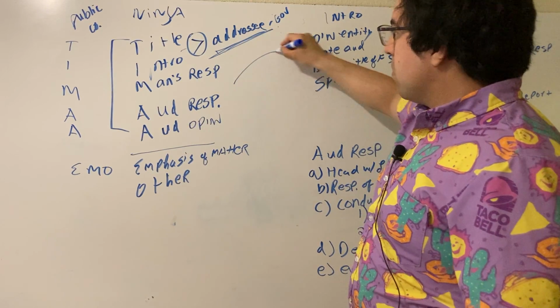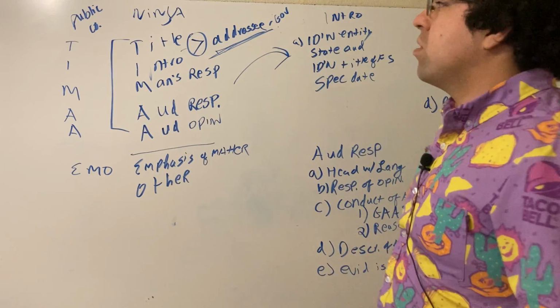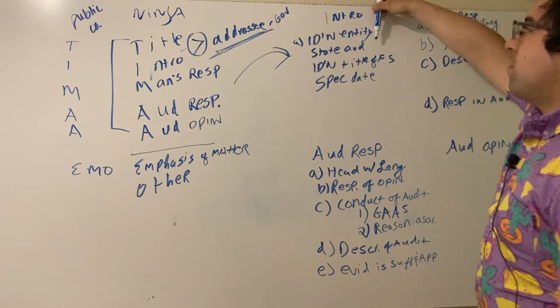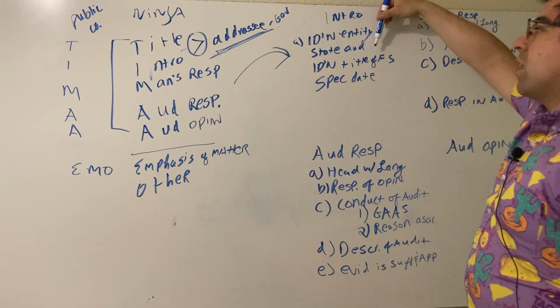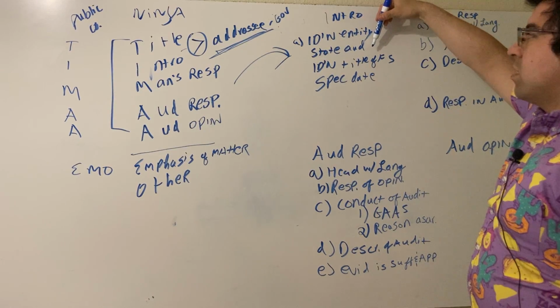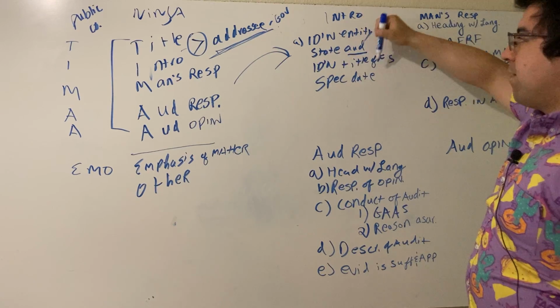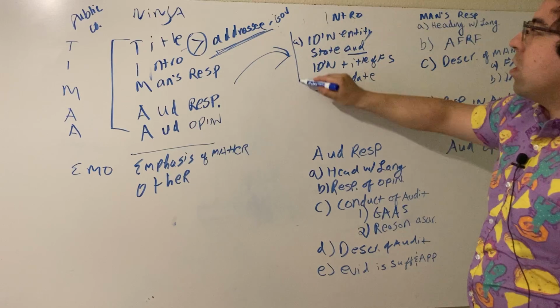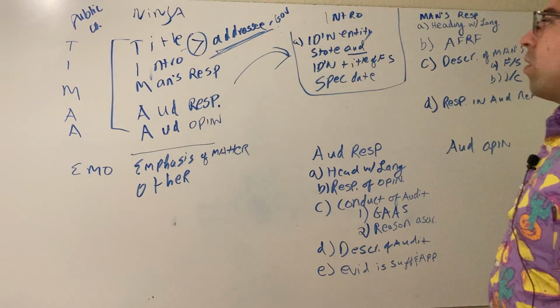Then the CPA exam will ask you more in-depth questions. In the intro, we have to identify the entity, state the auditor, state that we audited, identify the title of the financial statements and the specific dates. Now, this is hard to remember. This is all hard to remember.